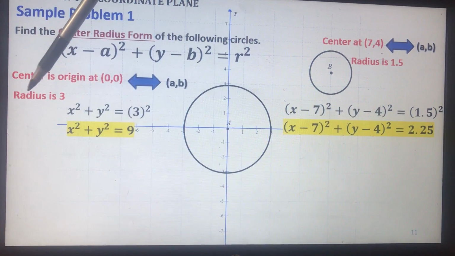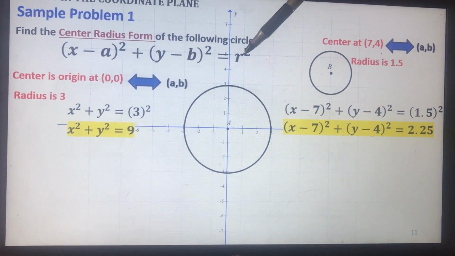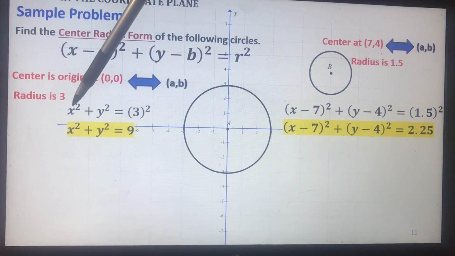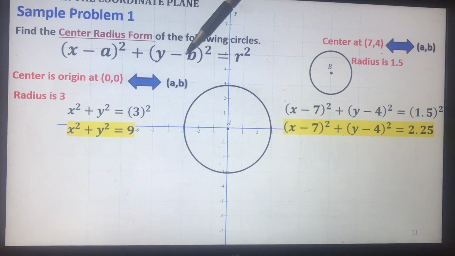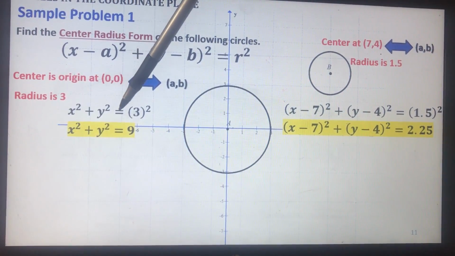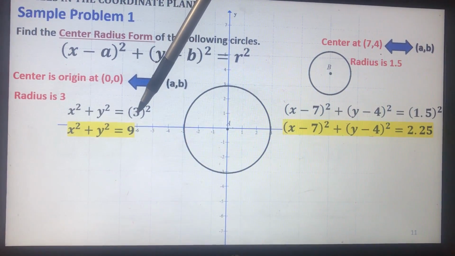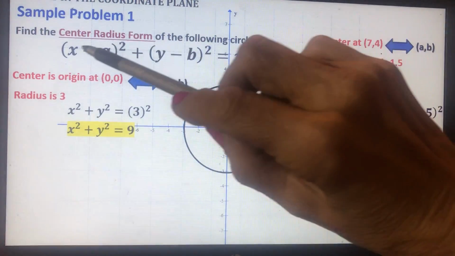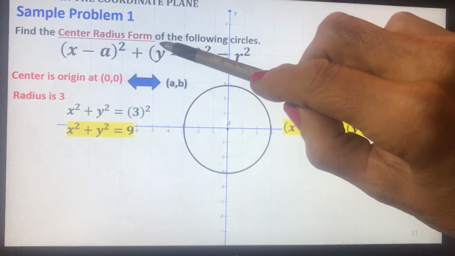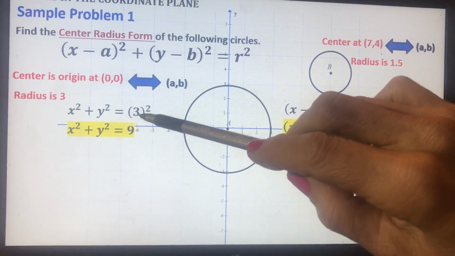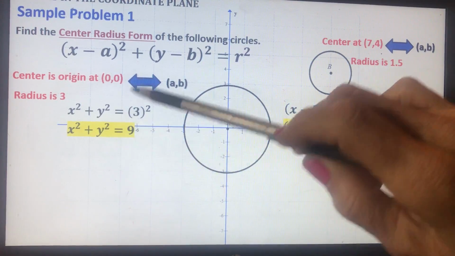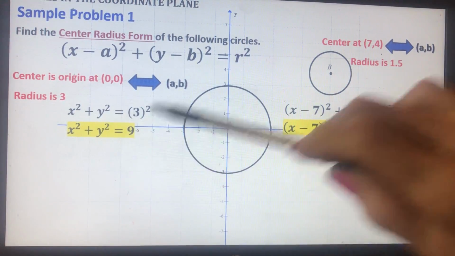They're telling us that r is equal to 3. So we simply plug in the radius, 3. x minus 0 is just x, so x squared plus y minus 0, which is y, squared is equal to the square of the radius, and the radius is 3. So in our first case, since the center is located at (0, 0), the center radius form is simply x squared plus y squared equals 9.